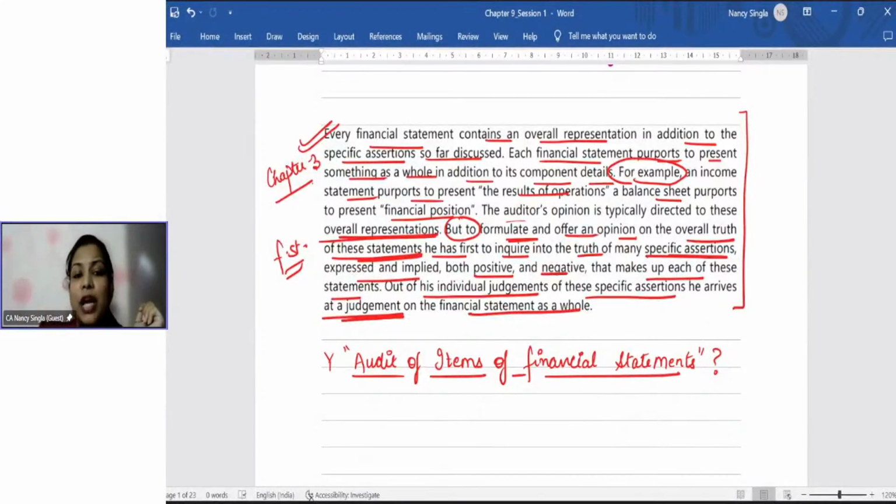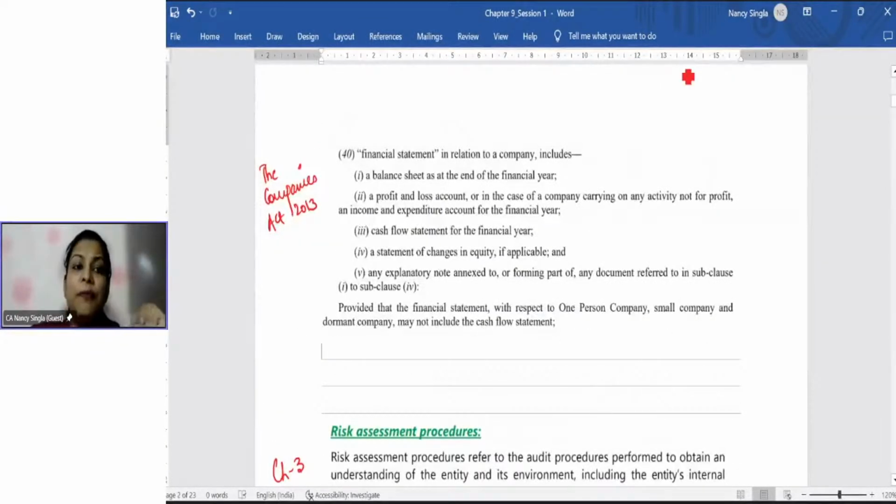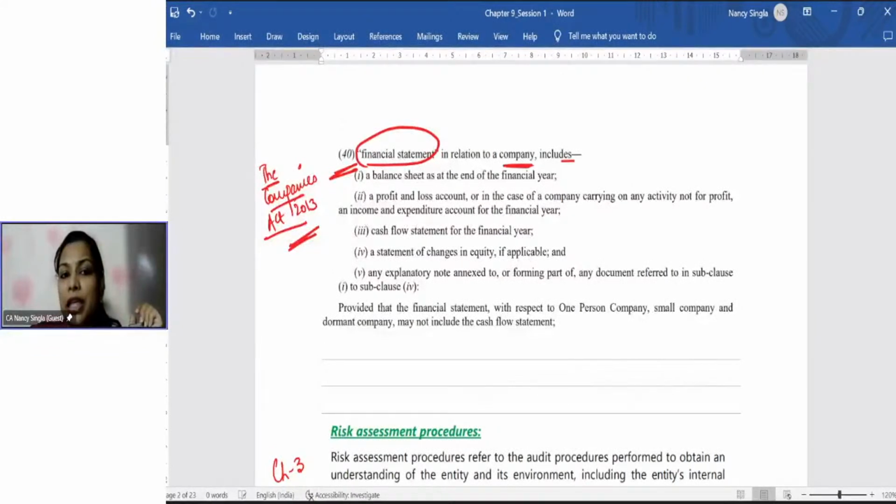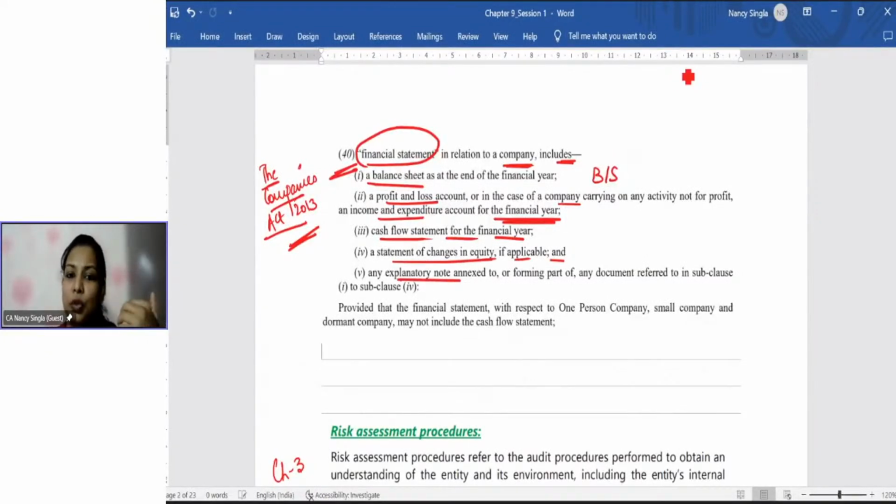So let us have a look at what the financial statements are made of. If you look at the definition given in section 2, clause 40 of the Companies Act 2013, financial statement in relation to a company includes a balance sheet as at the year end. You all know that the balance sheet is prepared as on a particular date, as on 31st March, right? Profit and loss account of a company or income and expenditure as the case may be for the financial year. So we write P&L for the year ending so and so, right? Cash flow statement for the financial year, statement of changes in equity if applicable, and the explanatory notes, that is the notes to account, right?